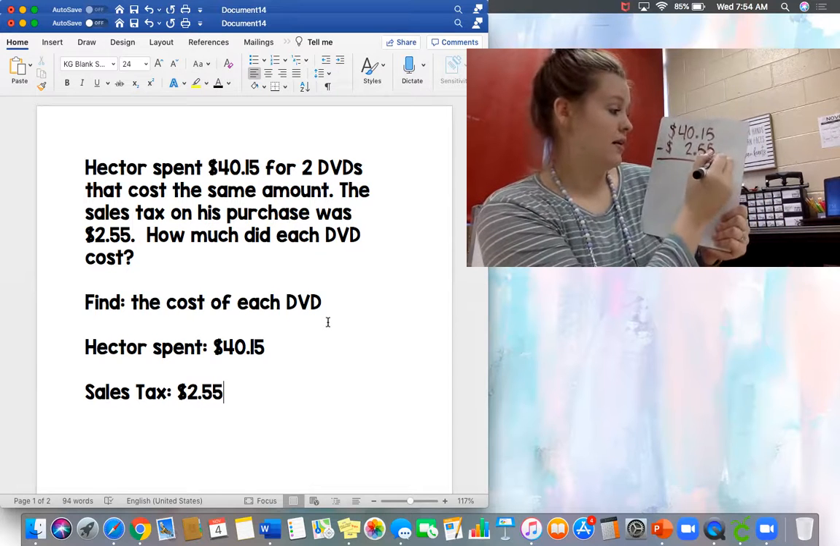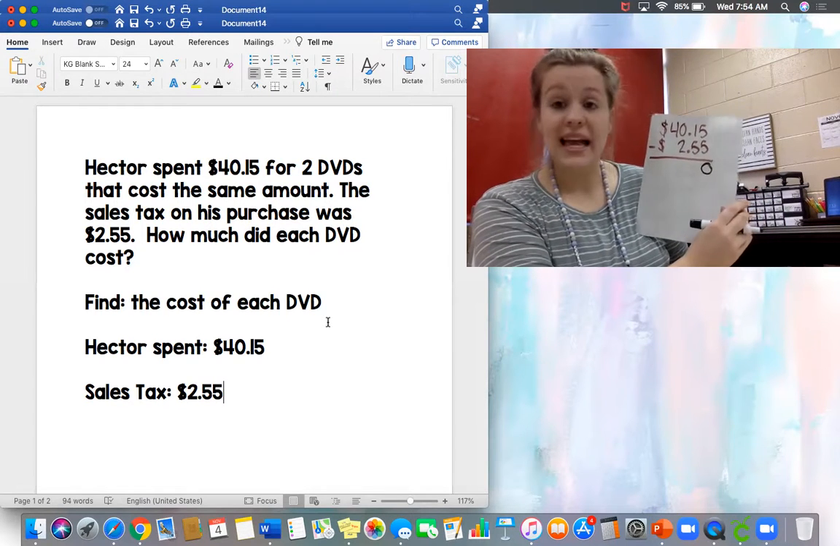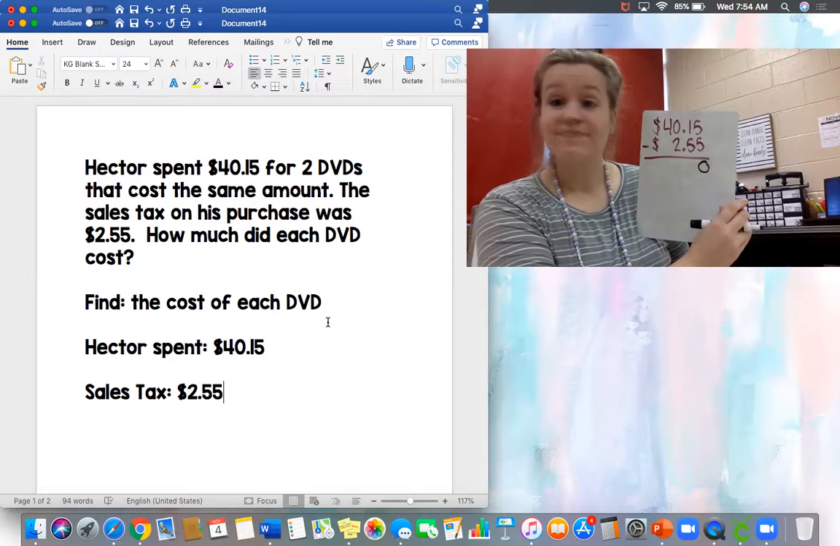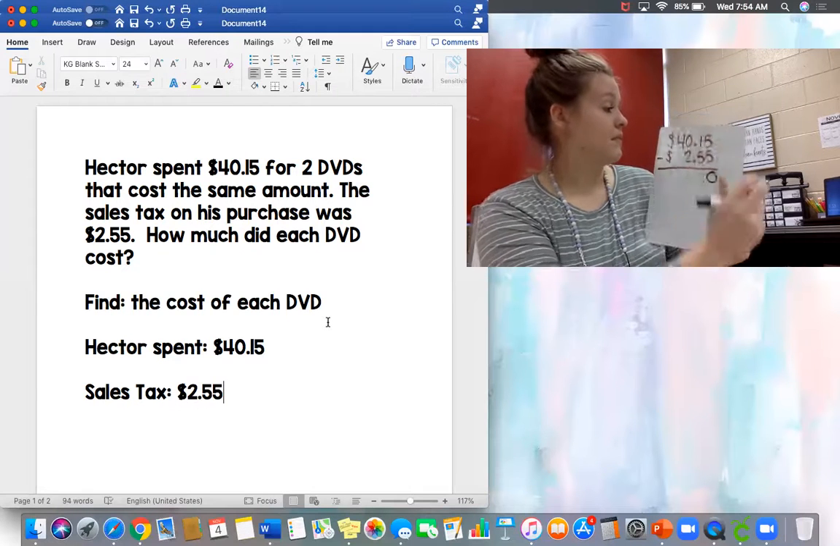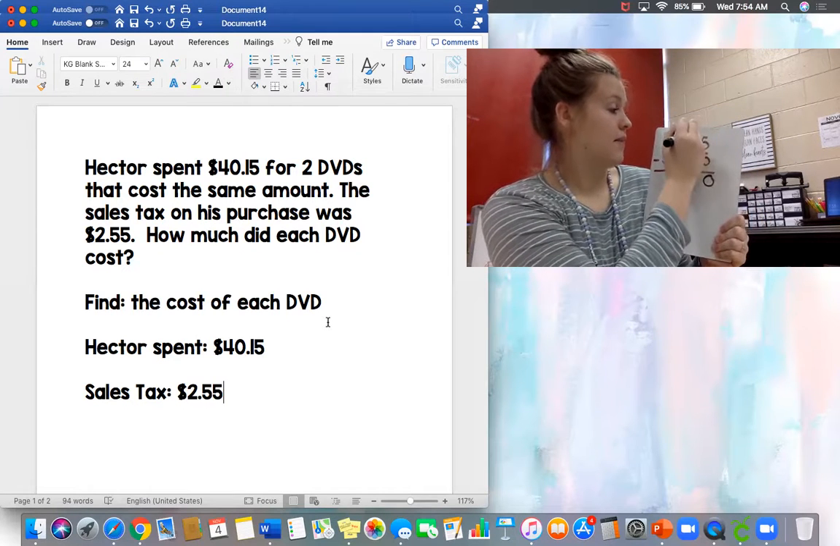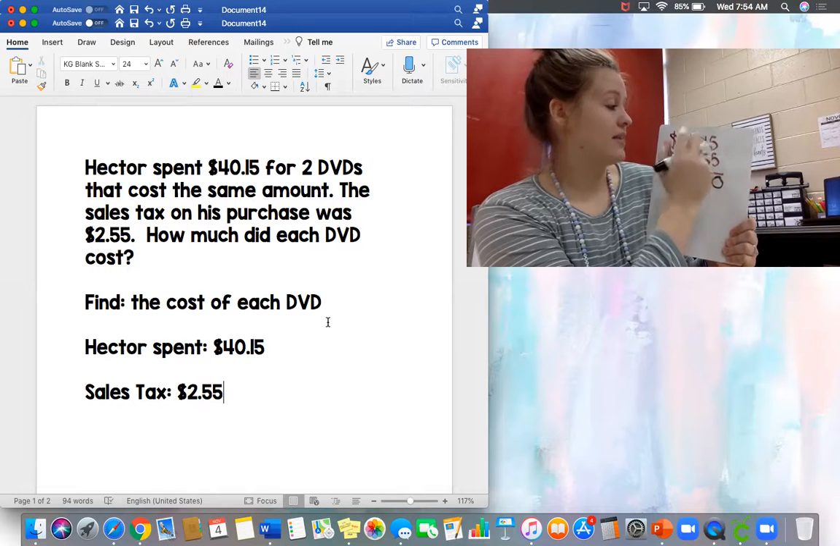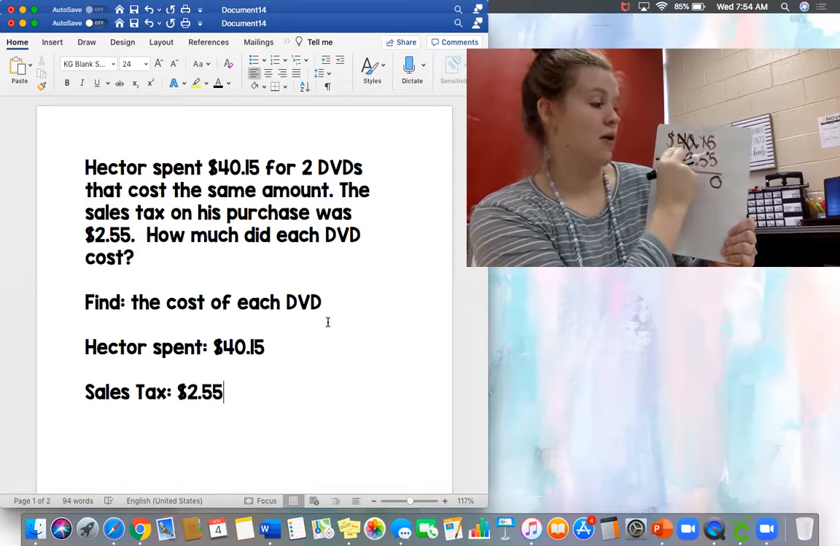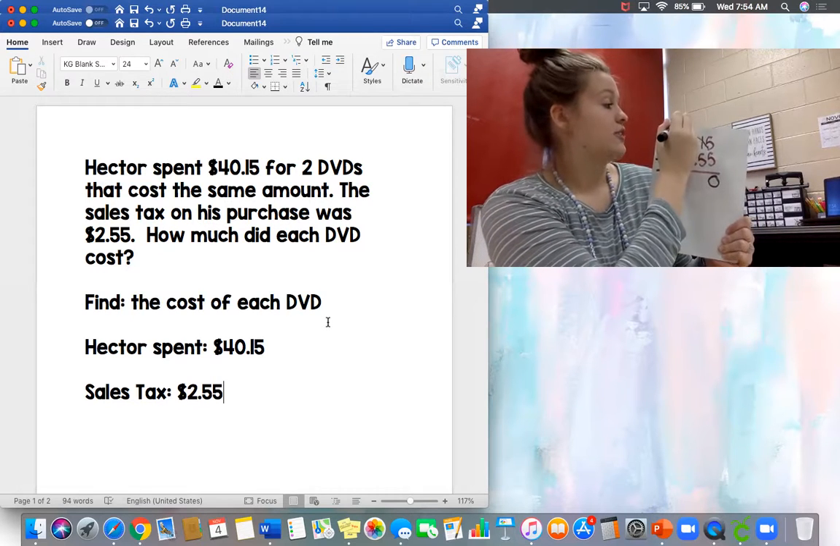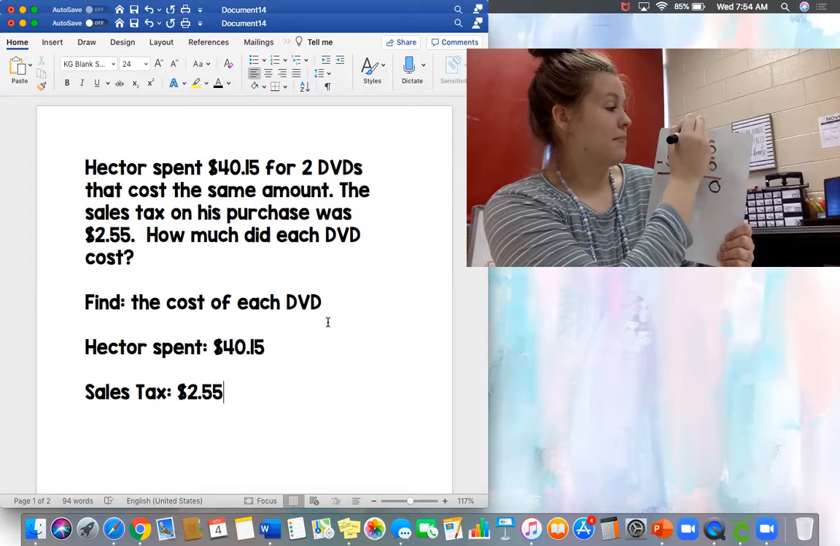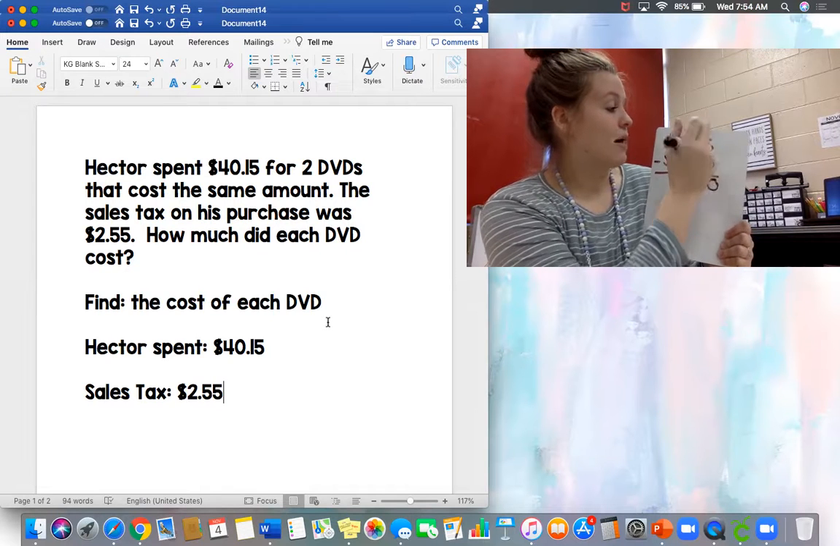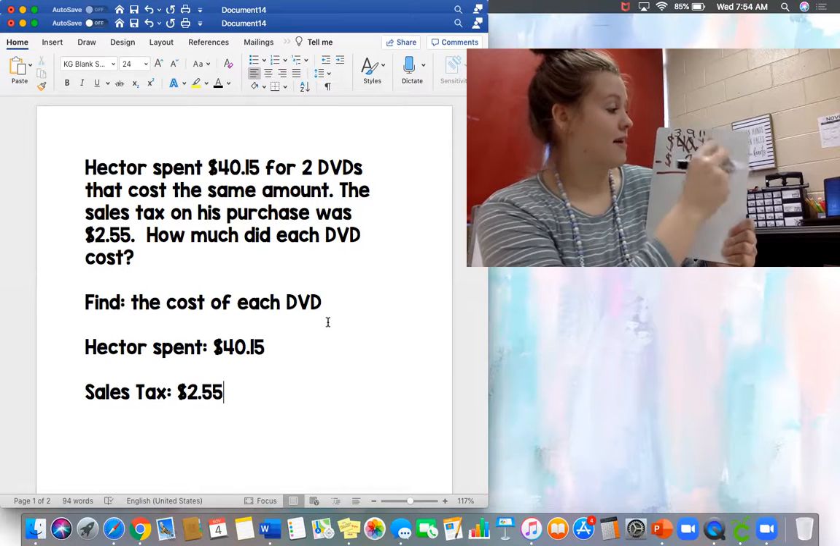0. If I have 1, can I take away 5? No, so I need to regroup, right? So I can't take away from 0 either, so I'm actually going to have to come all the way to that 4, right? So the 4 is going to become a 3. My 0 is going to become a 9. My 1 is going to become an 11.